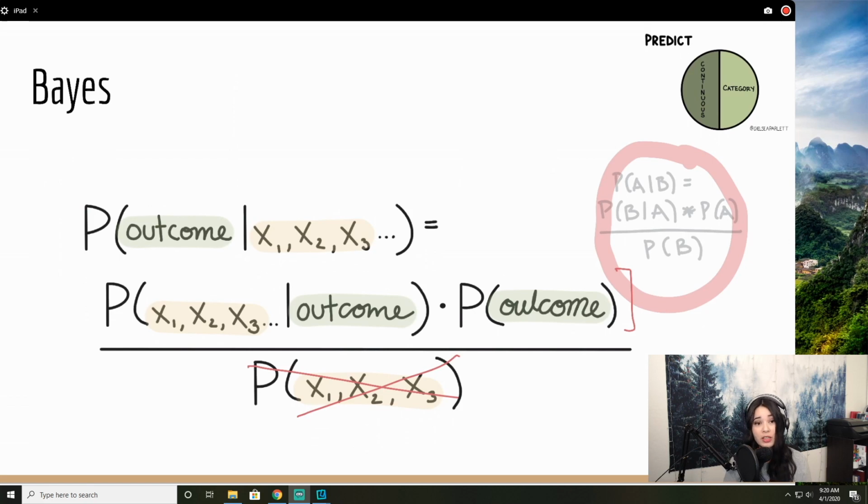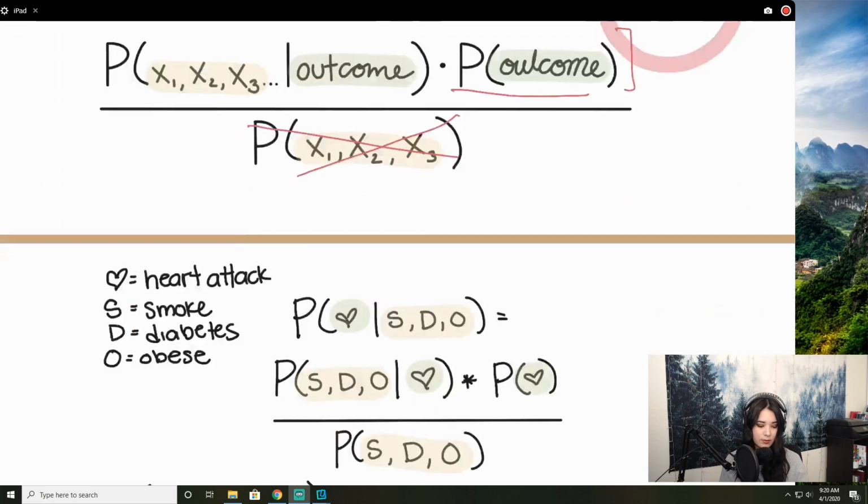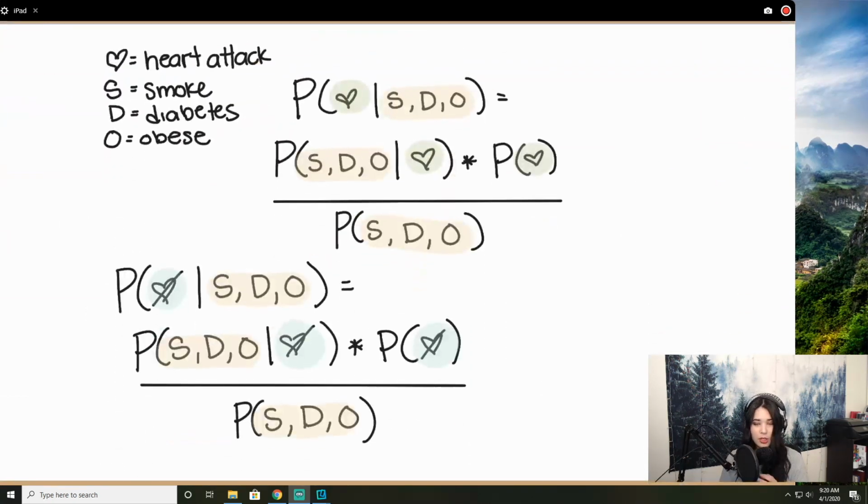So what we're really looking at is the probability of seeing certain data values given a category, and the probability that a data point is in a certain category. And both of these things are things that we can calculate from our data set. So let's look at this specific example.